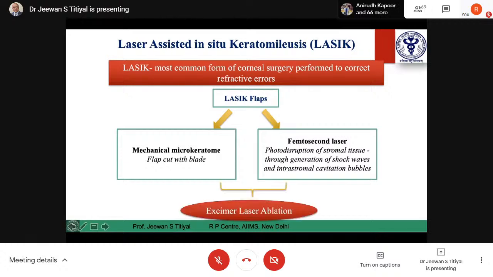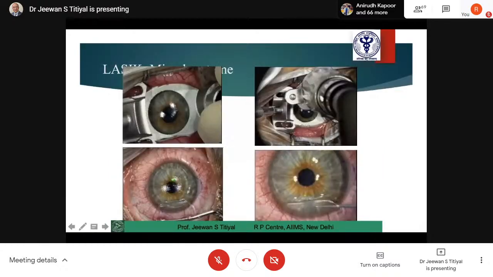After you make a flap, then you can ablate with the Excimer laser. If you see a picture, first we use a suction ring to have the eye fixed as well as making the cornea flatter. This suction ring can come in 2 sizes, Asian and larger size. And then the keratome runs over this cornea. This is a track which is there to run a microkeratome. So it makes a flap. After that, you ablate and you can deposit it back.